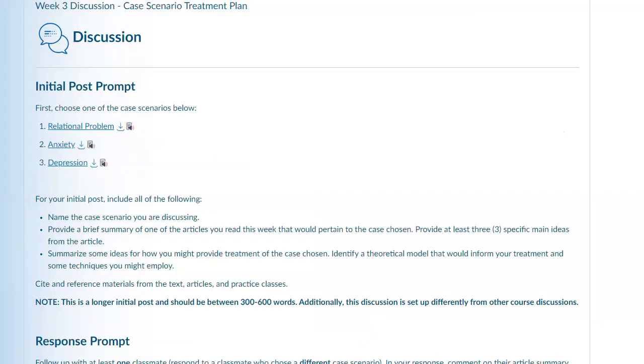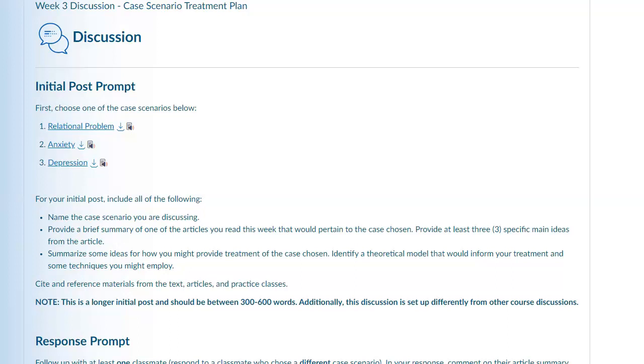For your first discussion this week, you will be choosing one of these 3 case scenarios. So you have relational problem, anxiety, or depression. And we have done some readings this week related to all of those issues. You are going to name the case scenario that you're going to be discussing, and you're going to provide a brief summary of one of the articles that you read this week that might pertain to that case. And I'm looking for you specifically to provide at least 3 specific main ideas from that article. And remember, it must be related to the case that you chose.